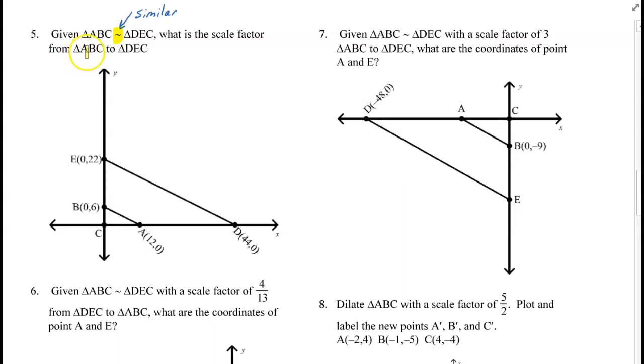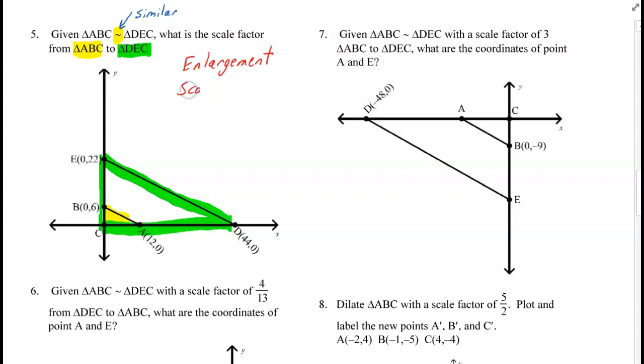So it says, what is the scale factor from triangle ABC, which I'm going to highlight in yellow, to triangle DEC, which I'm going to trace in green. So from the yellow to the green, we can see that this is an enlargement, which means the scale factor is larger than 1.